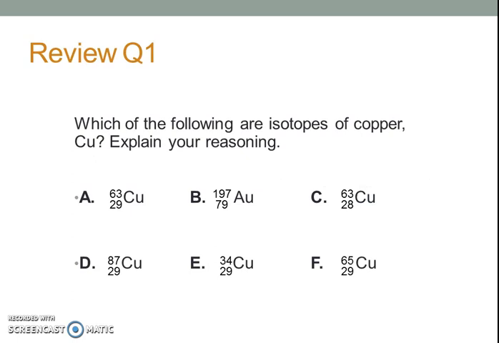Alright, so go ahead and pause here. This is your first review question. I want you to look at these options A through F and say which ones could be isotopes of copper and explain your reasoning.